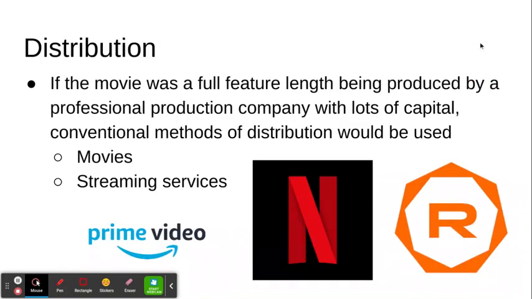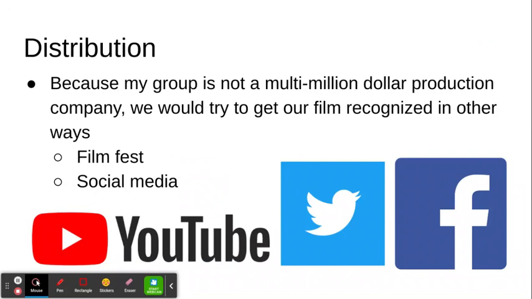In terms of distribution, if this was a full-length feature film being produced by a professional, well-funded production company, we would have used typical methods like showing it in cinemas for a while and then later releasing it to streaming services like most movies do nowadays. However, because that's not the case, if my group was actually producing a full feature-length film, we would be trying to get it recognized using more feasible methods like submitting it to a film festival and showing it there, or sharing it through social media in various ways.